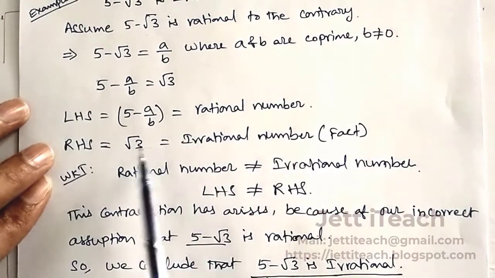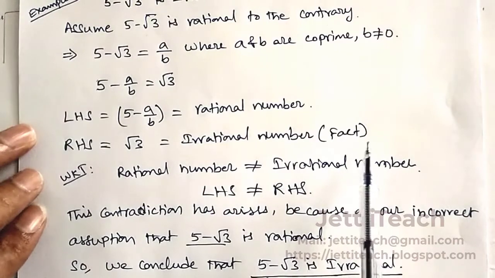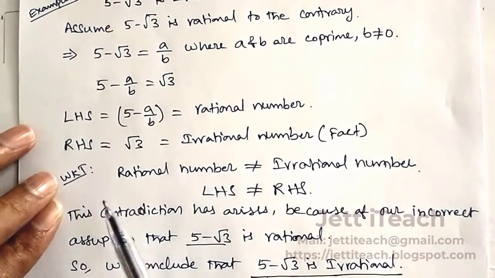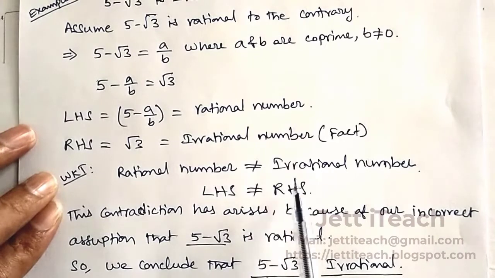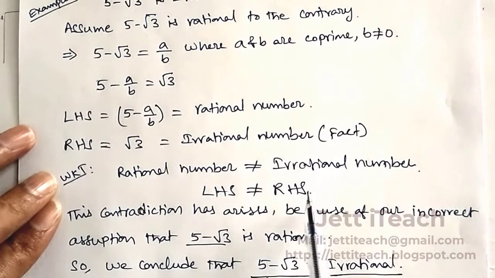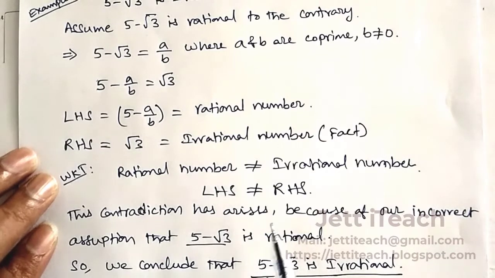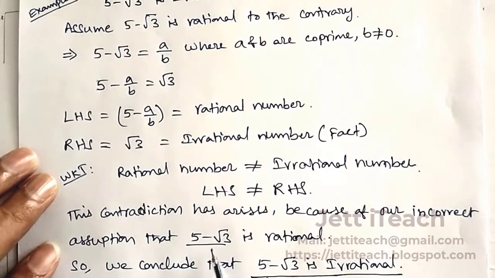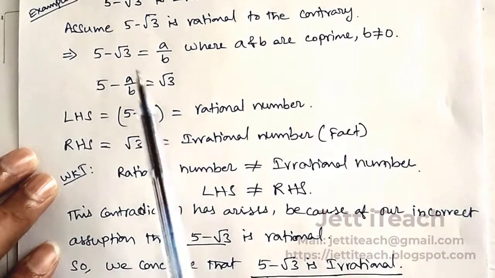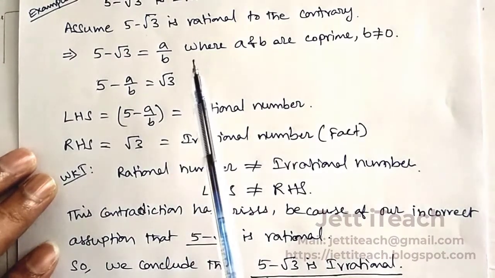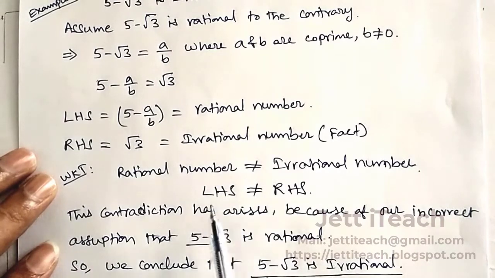If you look at RHS, root 3 is an irrational number. It is a fact, we know that. Also, we know that a rational number will not be equal to an irrational number. So it means that LHS is not equal to RHS. This contradiction has arisen because of our incorrect assumption. We assumed that phi minus root 3 is rational, right? So that is an incorrect assumption. So we conclude that the given number phi minus root 3 is irrational.